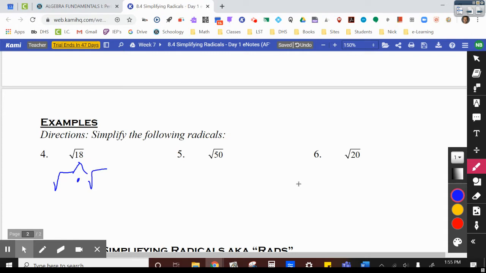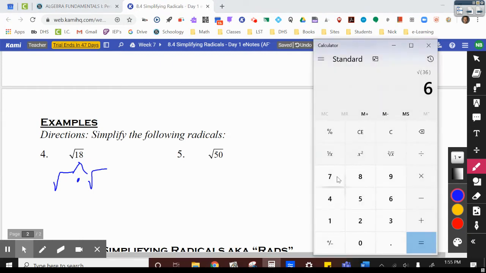And if I don't know what numbers to break up 18 into, it can be one of two ways. We can use a factor chart to look at it, or we can just use a calculator. We all have a calculator on our phone or on our computer, so all we need is a basic calculator for these problems. And you can see if you try to take the square root of 18, we get a decimal answer that is not what I want. We need to simplify it with an exact answer.